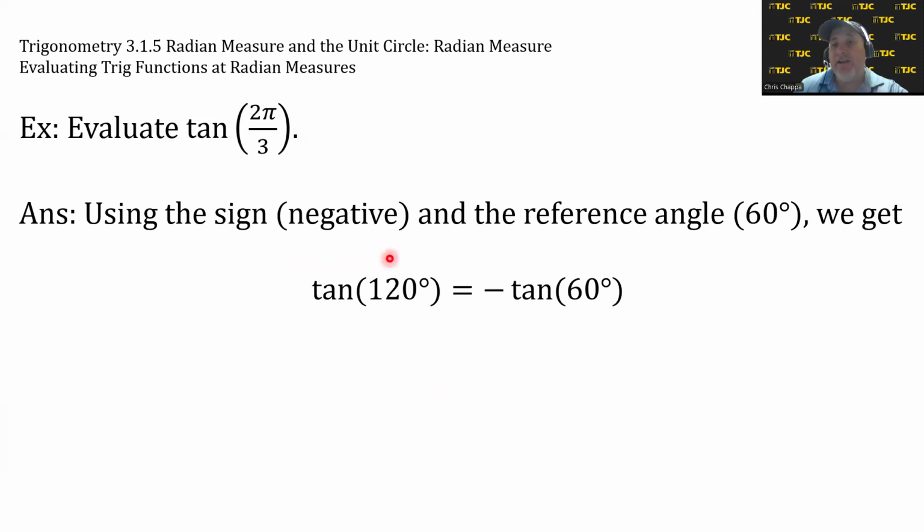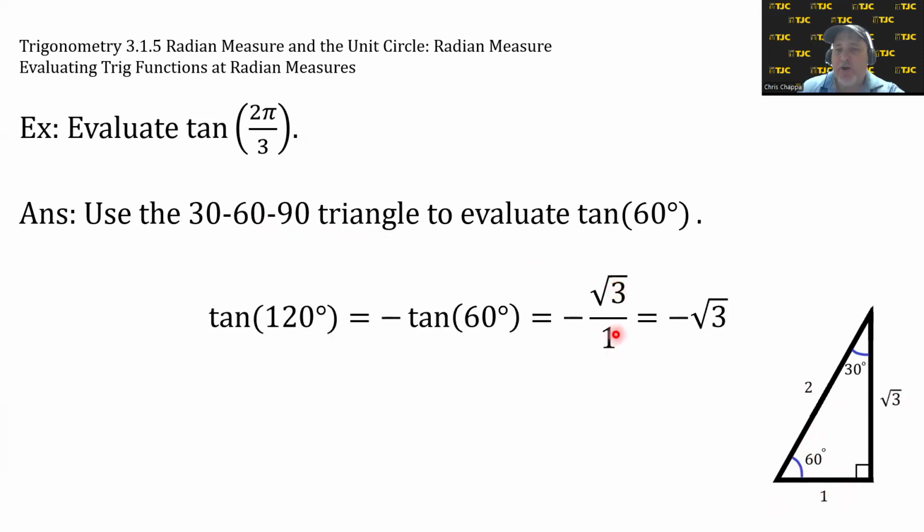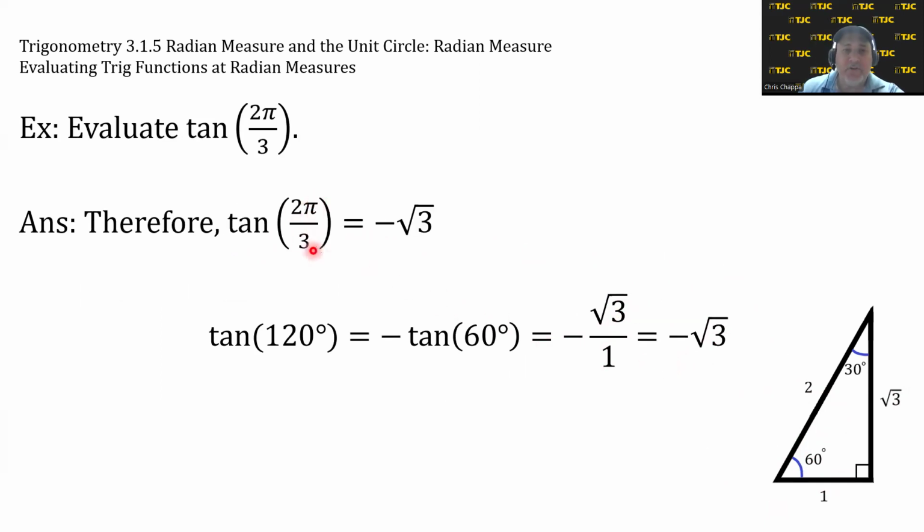Now, using the sign, negative, and the reference angle, 60 degrees, we get tangent of 120 degrees equals negative tangent of 60 degrees. And we can use the 30, 60, 90 triangle to evaluate tangent of 60 degrees. It's opposite over adjacent, so it ends up being square root of 3 over 1 with the negative in front, getting us a final answer of negative square root of 3. Therefore, tangent of 2 pi over 3 equals negative square root of 3. So turn it into degrees and do what we've done already.